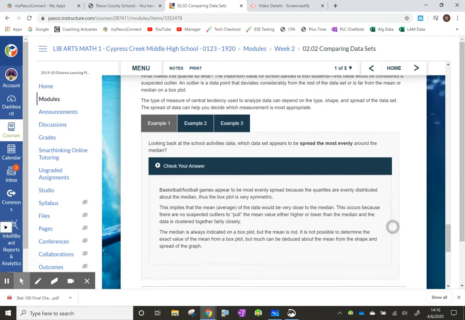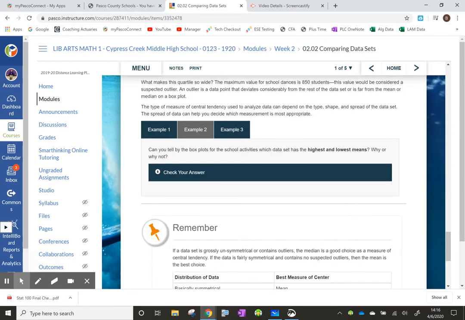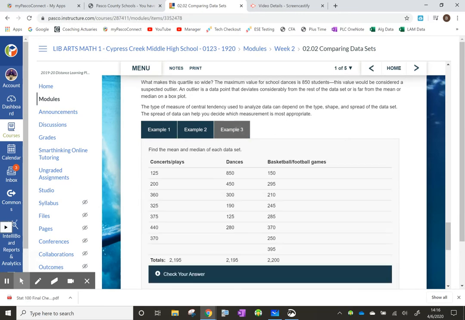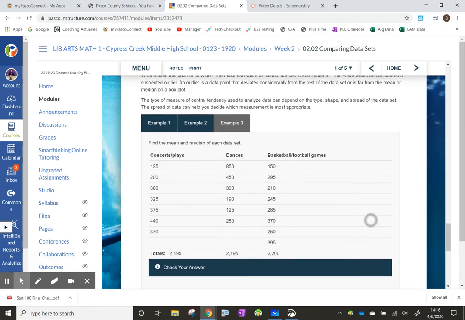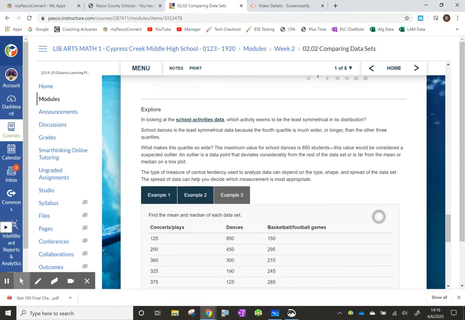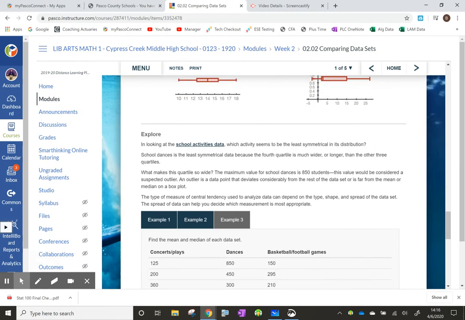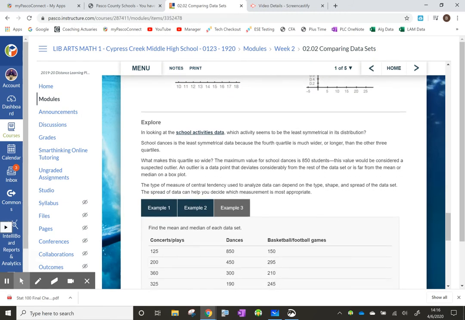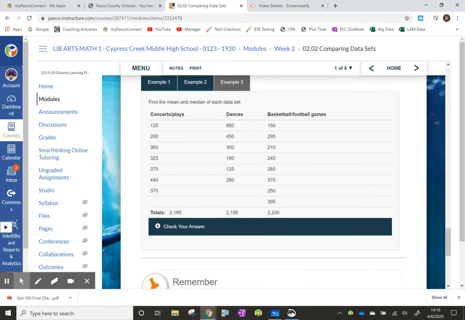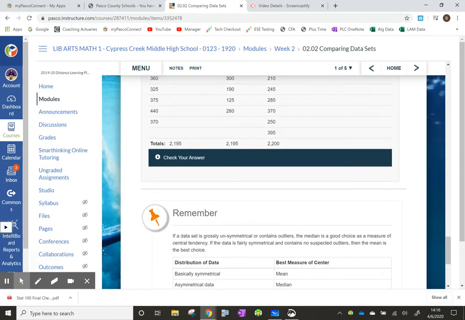They have some examples here to look at. Example 1, example 2, and example 3. I believe this is for those previously listed things, yes. Yeah, we just talked about what makes a quartile so wide. Exactly. We've discussed all those things ad nauseam already.